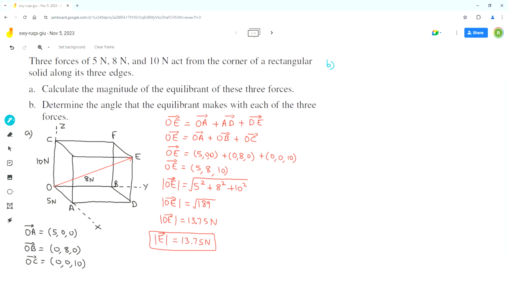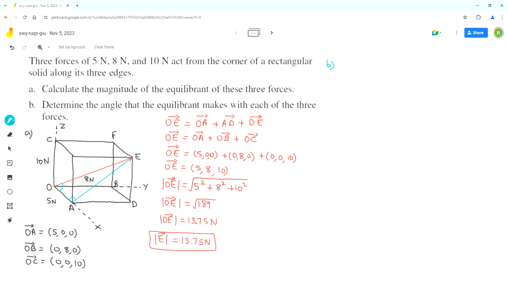So for that we need to analyze triangle OAE. And we should find the angle between the force represented by vector OA and the resultant OE, which is this angle here, EOA. Now we know the magnitude of force acting along vector OA, which is 5 newtons, the given force, and we know that the magnitude of the resultant OE is 13.75 newtons, and this is a right angle triangle. The right angle is at corner A in triangle OEA.